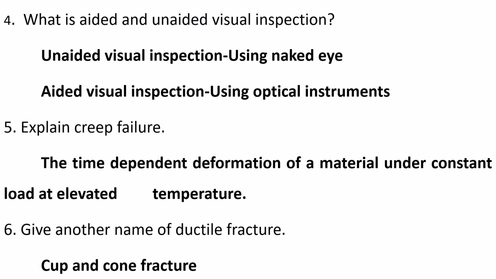Fourth question, what is aided and unaided visual inspection? Unaided visual inspection means the inspection done by naked eye. Aided visual inspection means it is using some optical instruments, that is, the inspection done by some optical instrument is called aided visual inspection.